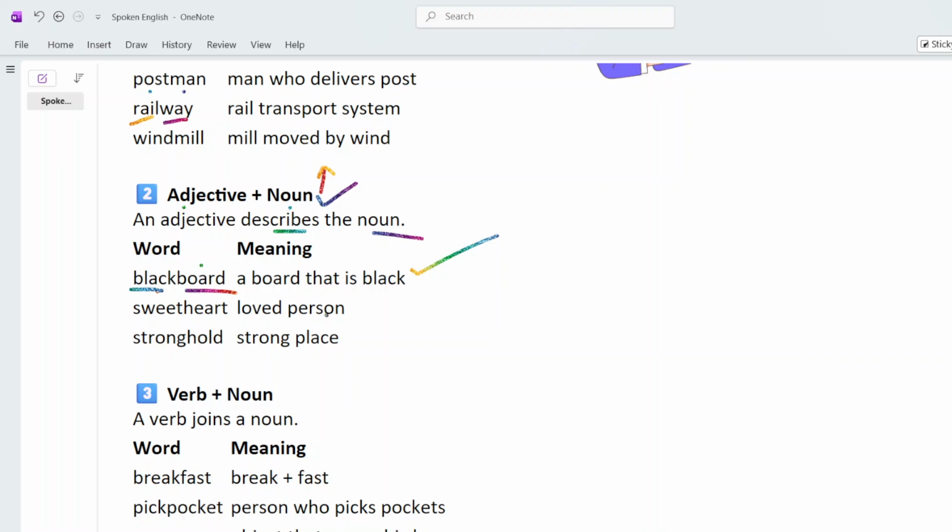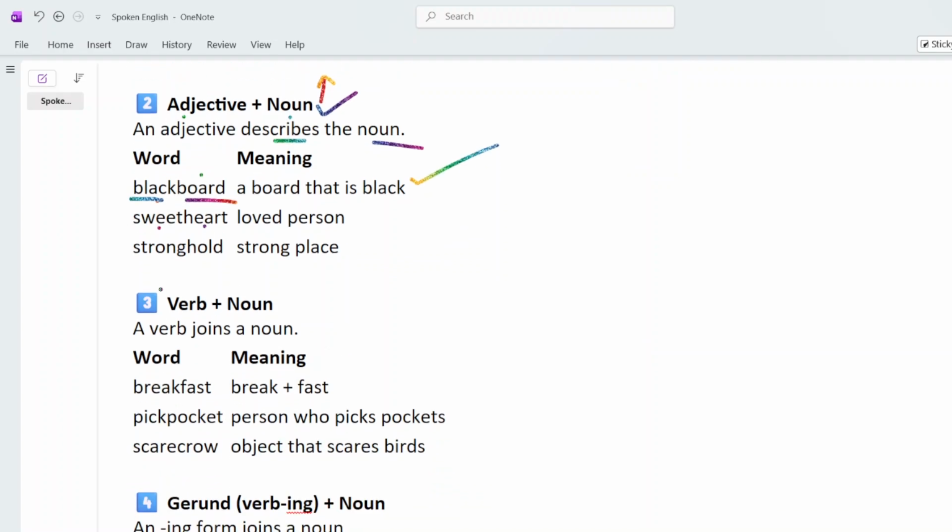Now, sweetheart. What is sweetheart? A loved person. Heart, it's like sweet in the sense you can't taste it, but it's just a phrase to say that you think this person is really sweet. So, sweetheart. Stronghold, in the sense a strong place. A person has a strong hold on something. These are the things you need to keep in mind when using compound words in the way you speak English.